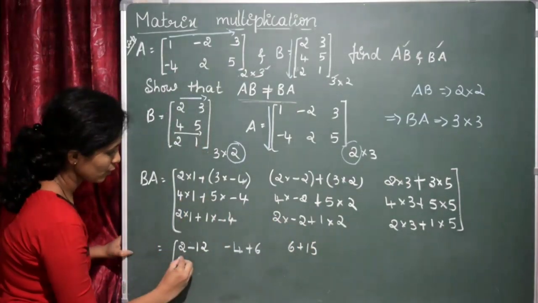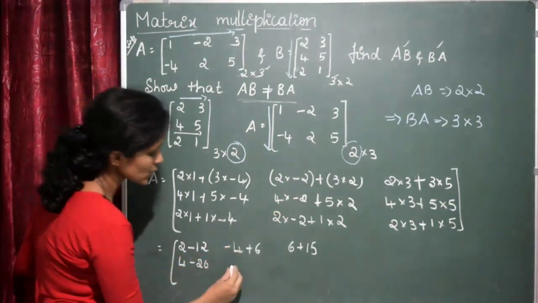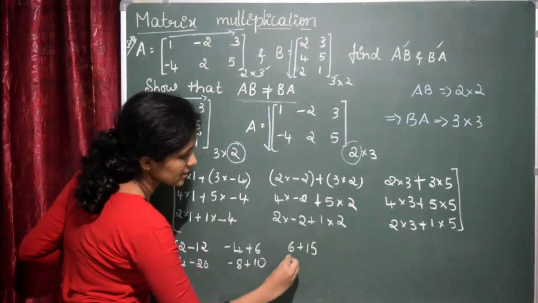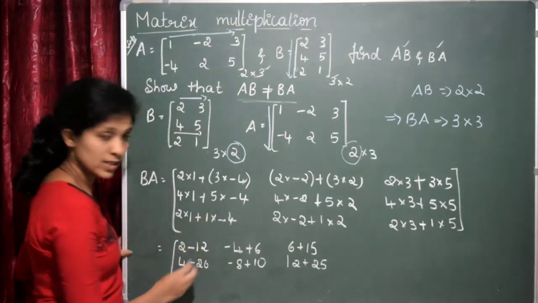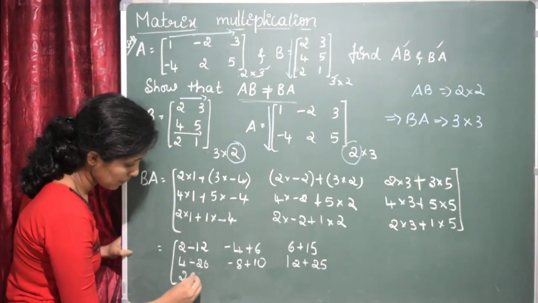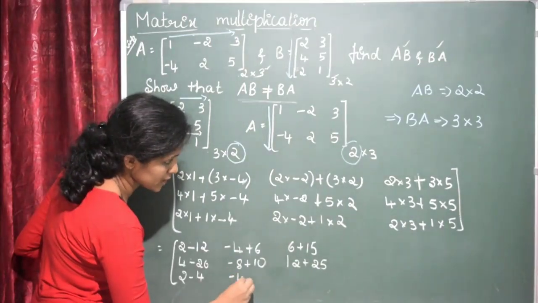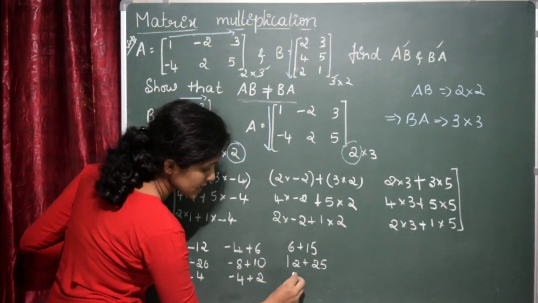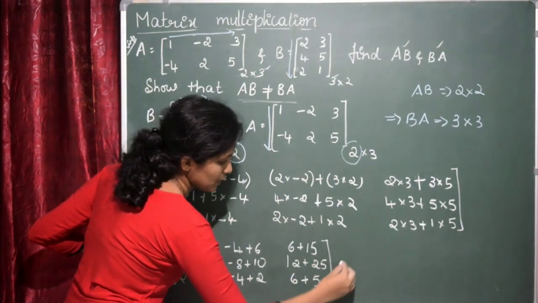This will be now 4 minus 20. Right, so this will be now minus 8 plus 10. And here this is 12 plus 25. So this is now 2 minus 4, and this is 2 into minus 2 is minus 4 plus 2, and that will be 2 into 3 is 6 plus 1 into 5 is 5. I think you can simplify this, right?